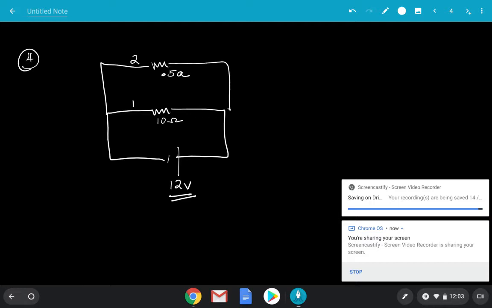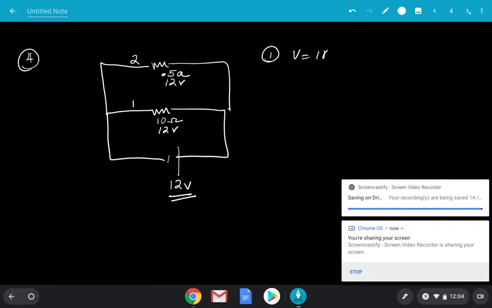The key thing I know about a parallel circuit is that the voltage is the same on each of the resistors. Okay, so what that means is that each of these is going to be 12 volts. Now what I'm going to do is take a look at each resistor in turn. So let's start with number 1, and let's see what we've got.